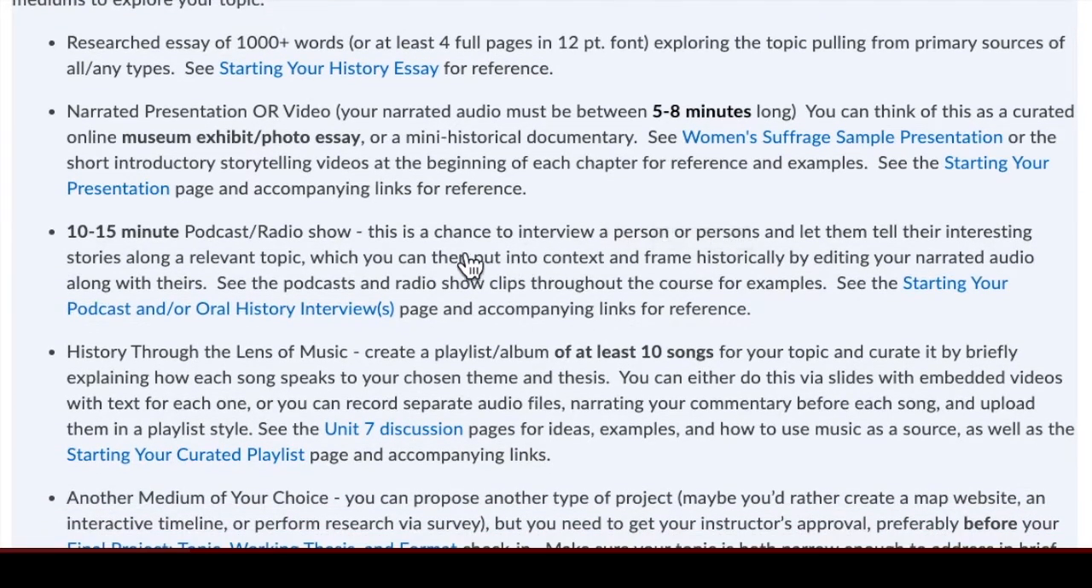If your topic is relevant to that kind of presentation, and there's some examples here if you want to go that route. You could do a 10 to 15 minute podcast radio show where you would interview a person and let them tell you an interesting story about their experience in a topic in recent American history. After all, we're going to go up to the present in this course. So you can talk to somebody who has experience with American history going back to World War II, I suppose.